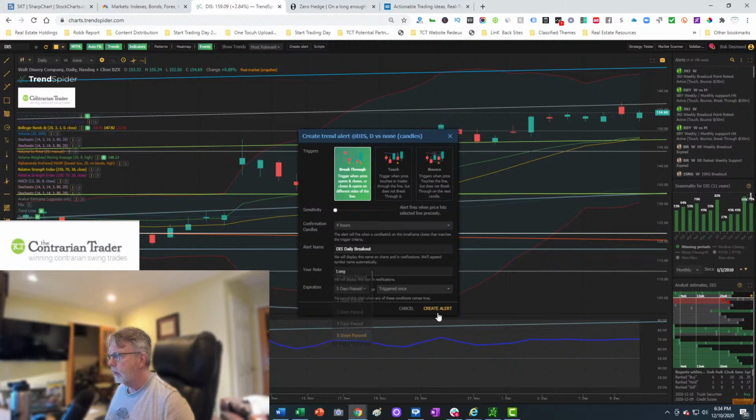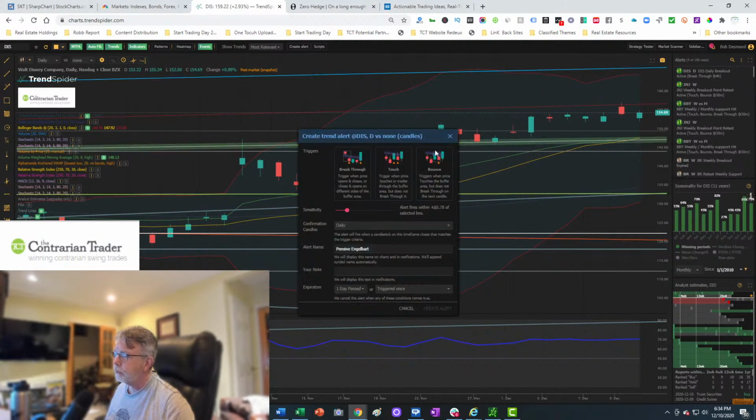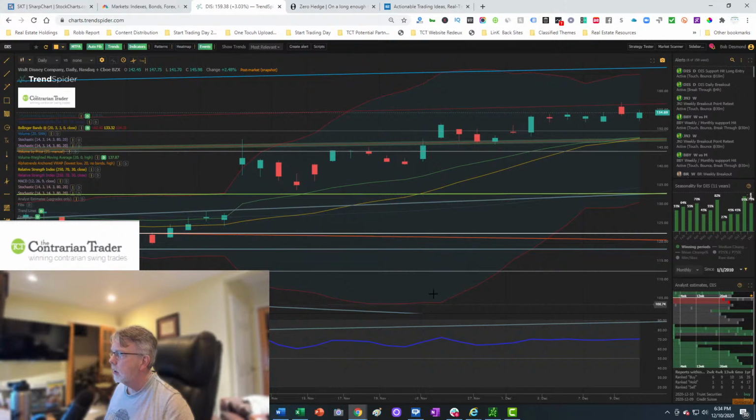We'll keep that active for 5 days. That's scenario number one. Scenario number two is if we happen to pull back to a support level and we retest support. And we'll keep it active for 5 days.